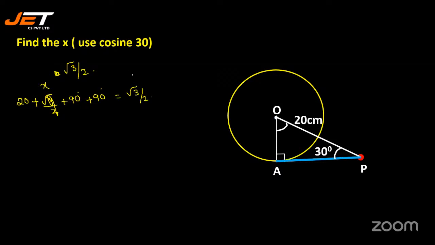All right. So let me just repeat this. So here they've given you 20 centimeter, then 30 degrees. So we can use cosine or cos 30, which is root 3 by 2. All right. Yes. So I'm just giving you the time. You can quickly solve it and let me know the answers.